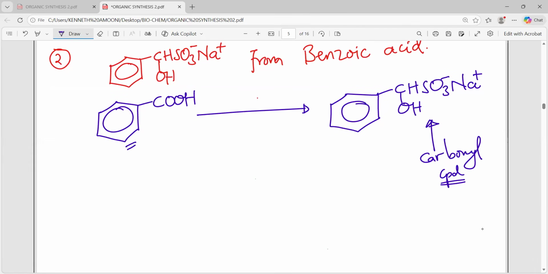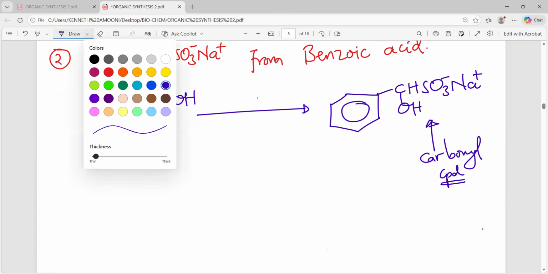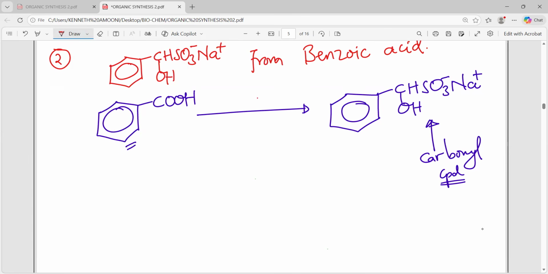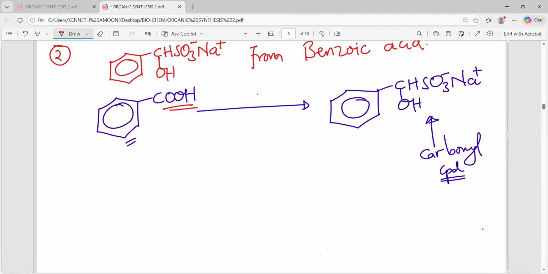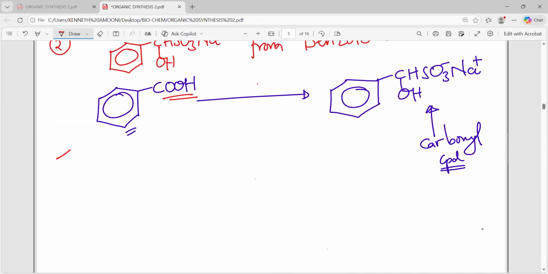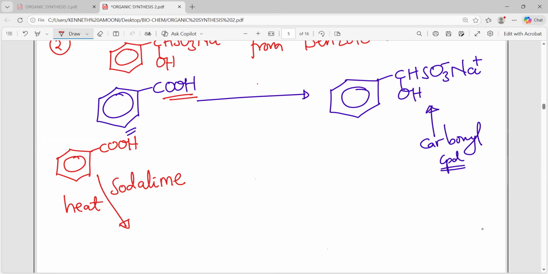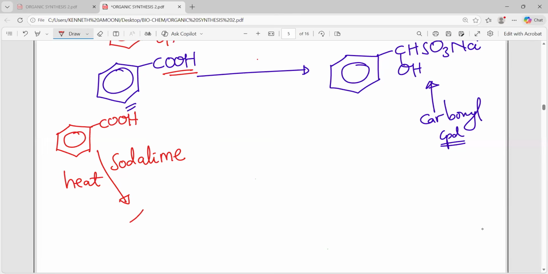The first thing I can do is that one option that you have is that you can remove this carboxyl group. So I can have my benzoic acid there. Then we remove the carboxyl group. How do we remove that? We remove that using soda lime. Then we heat. Then after what happens? We shall have benzene.